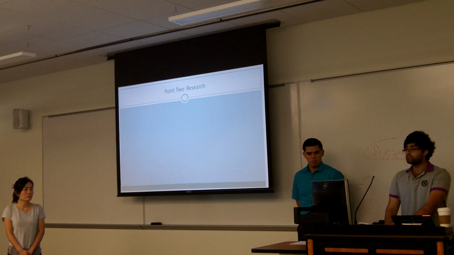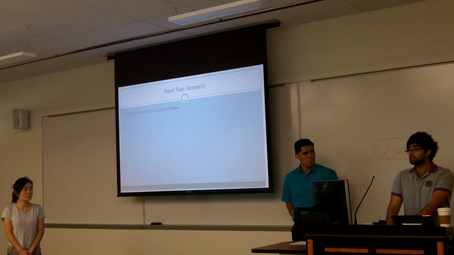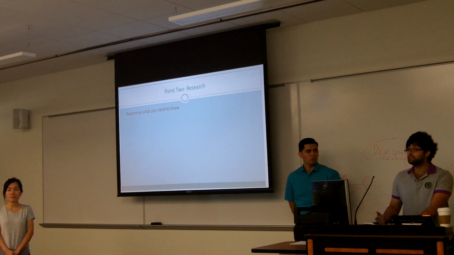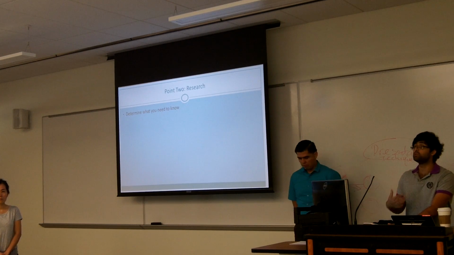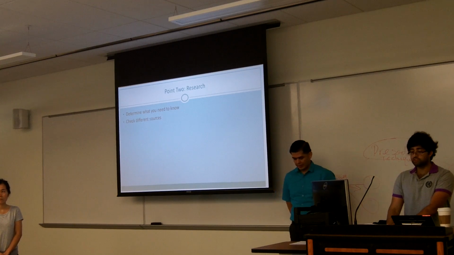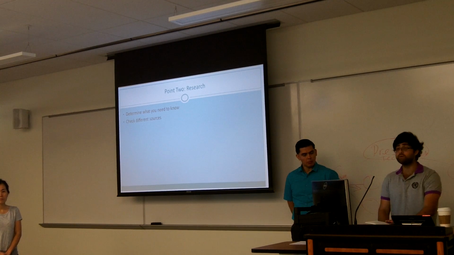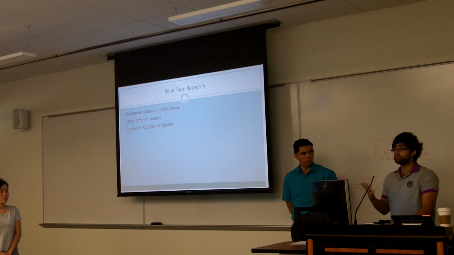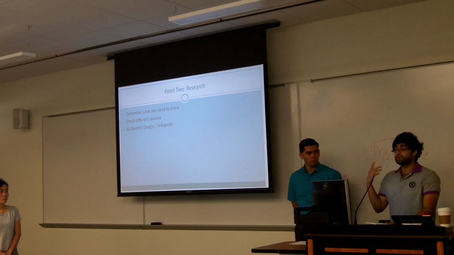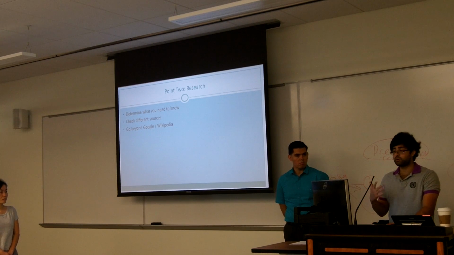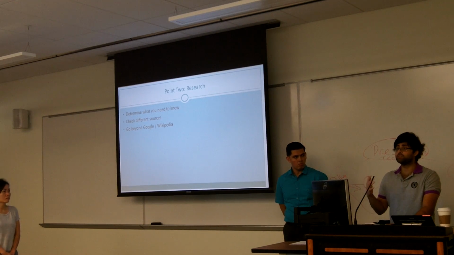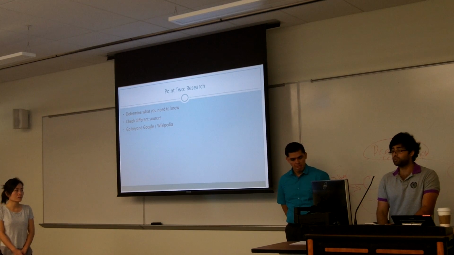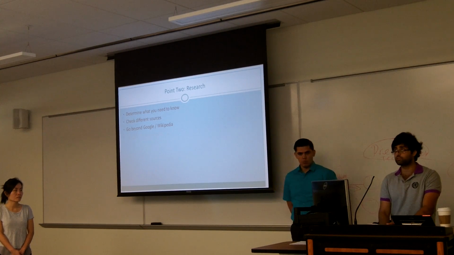After that, we move on to the second point, which is research. This is a stage where you determine what you need to know, as opposed to the last stage where you determine what you already know. Whenever you're doing your research, it's always important to check different resources and to go beyond Google and Wikipedia. Google and Wikipedia are a good place to jumpstart your research, but you must maintain the idea that the information on there is not always valid. It's always important to make sure you evaluate each source's reputation.